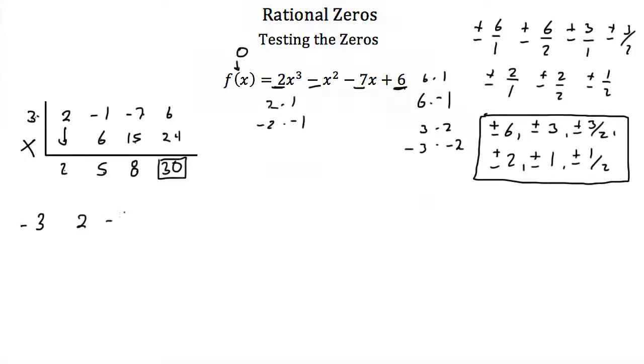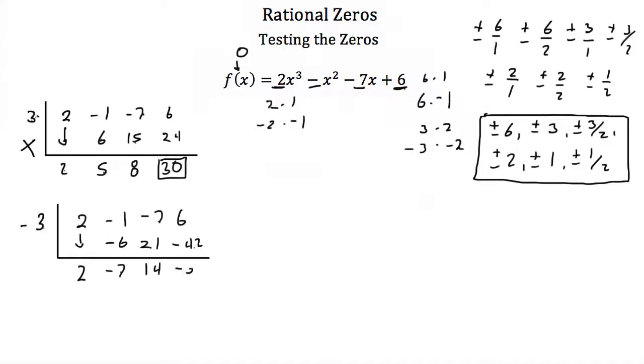We have our 2, our negative 1, our negative 7, and our 6. Again, we bring our 2 down. Negative 3 times 2 is a negative 6. Add that to negative 1, we get a negative 7. Negative 7 times a negative 3 is a positive 21. Add that to a negative 7, we get a 14. 14 times negative 3 is a negative 42. Add that to 6, and we get a negative 38. So this is not a 0, so negative 3 is not a solution to our equation. So we know 3 and negative 3 aren't solutions.